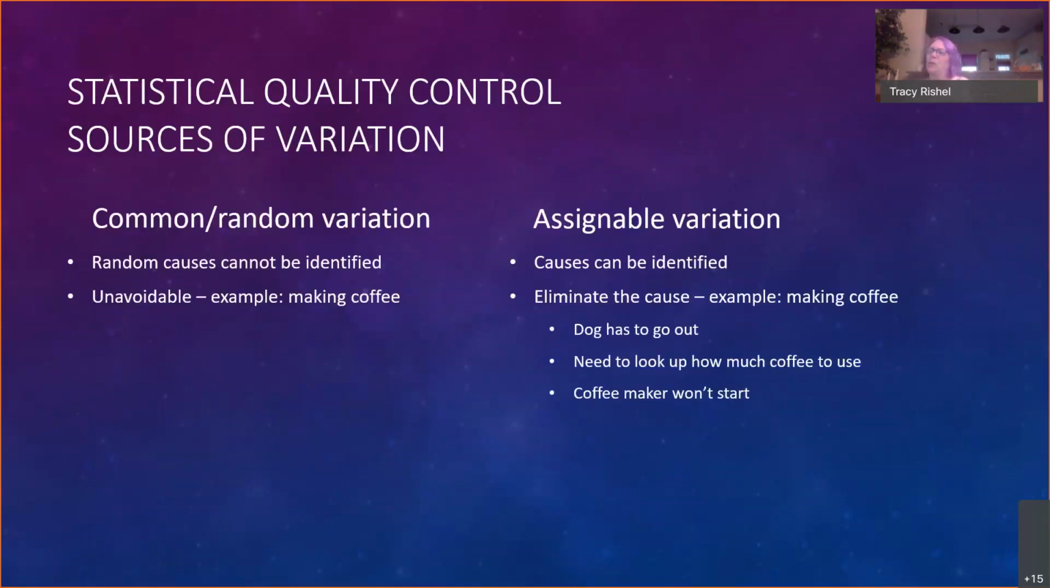All right, we're getting into some of the deeper concepts, sorry about that, in chapter 6. So let's talk a little bit about statistical quality control, and we're going to start with sources of variation. We have common or random variation. Random causes cannot be identified, and they're unavoidable. We really don't have any control over those.